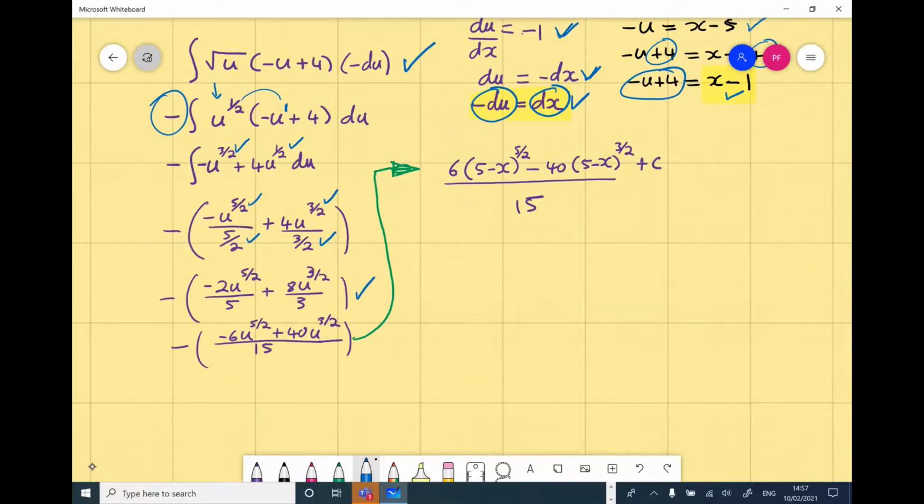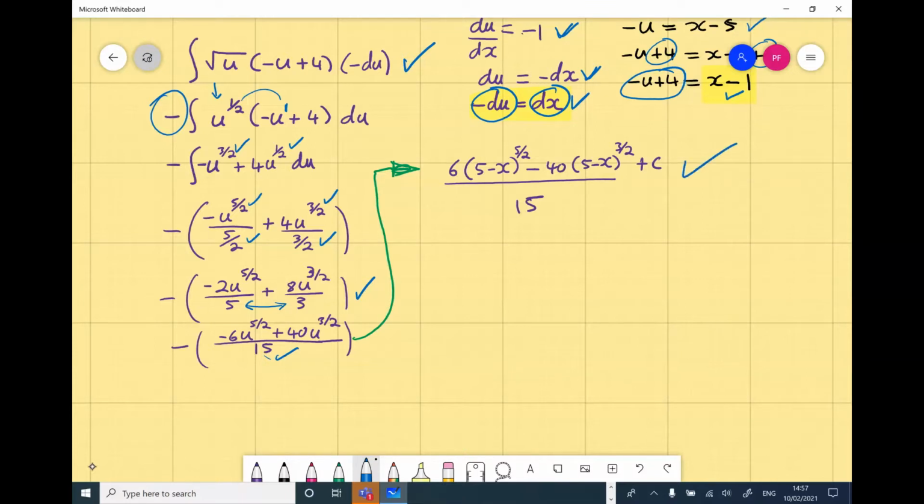Alright, so you get your integral pretty much done. Just going to tidy up a little bit. You can sub back in now for u if you want. I just went and I got a common denominator. You don't really need to, I suppose. Just to tidy it up, giving me my 15. And then I just brought my minus back inside, so I get a positive 6 and a negative 40.